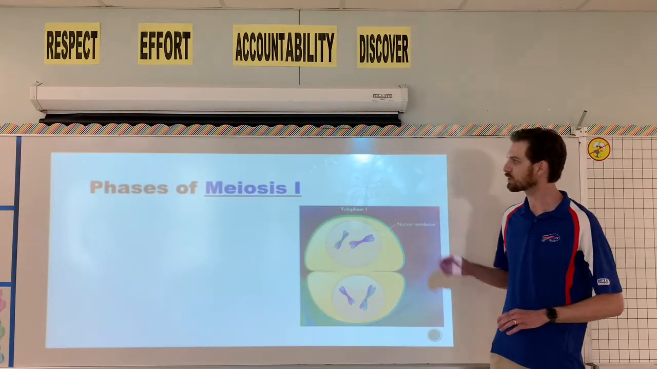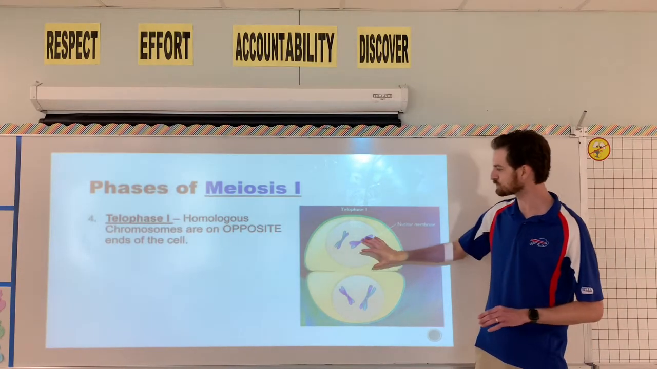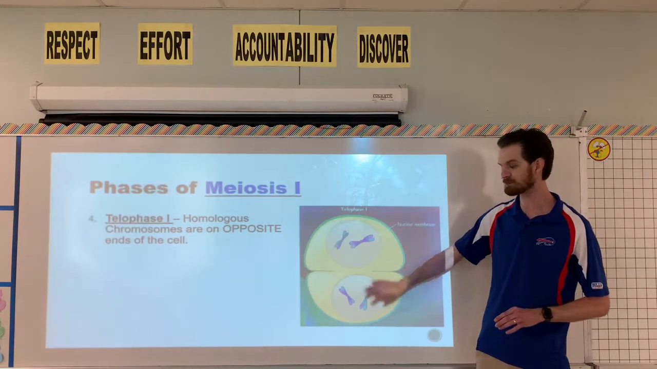All right. So now continuing on, we do have a telophase that happens in here. So you do now get the homologous chromosomes on opposite sides of the cell.